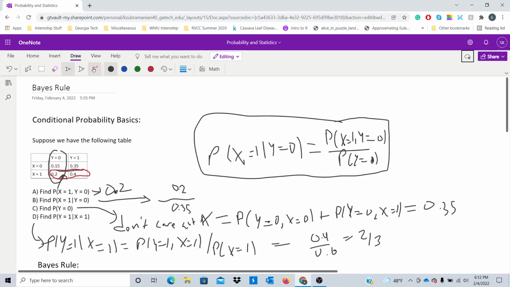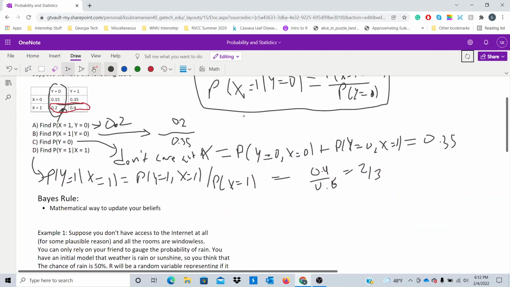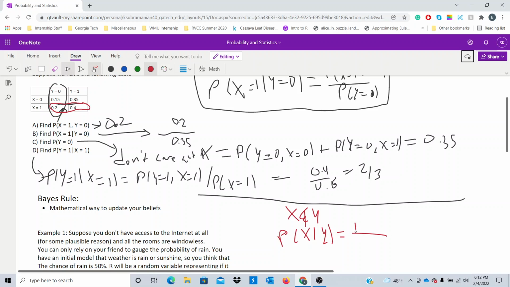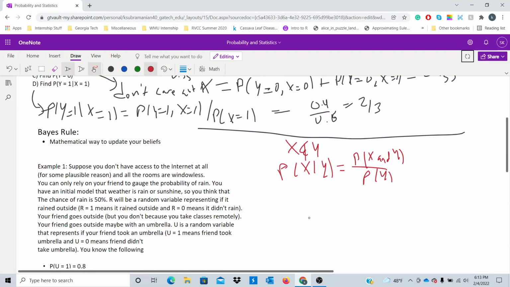So hopefully this gives you a quick refresher on conditional probabilities. We're going to be using this definition to derive Bayes' theorem. So let's take a look at what we have here. Suppose we have two random variables, X and Y, and we care about finding the probability of X given Y. Well, what we know from this definition is we can simply say this: the probability of X and Y over the probability of Y.